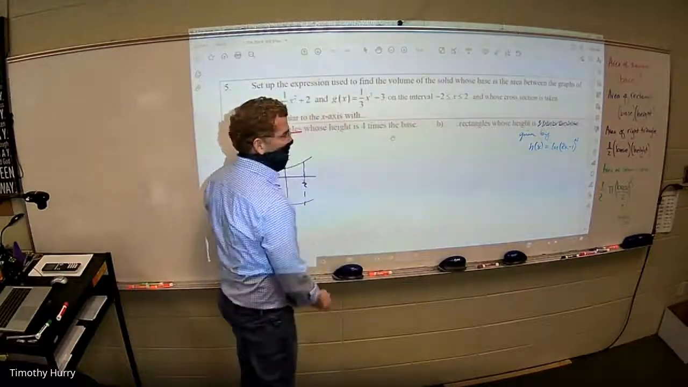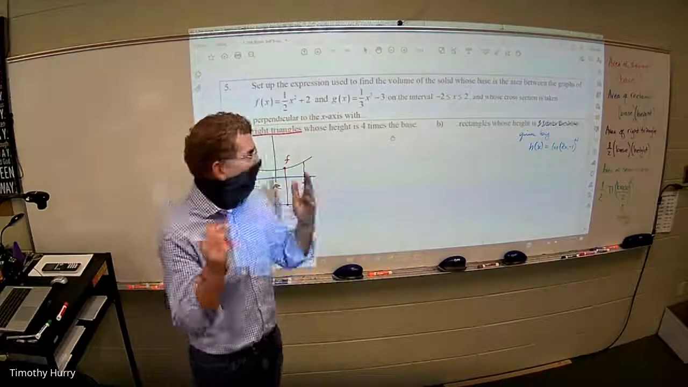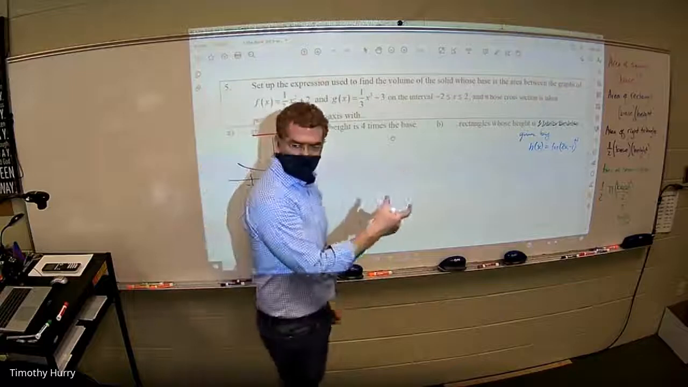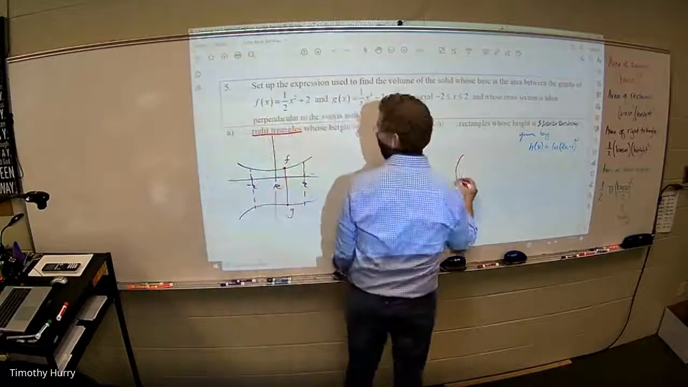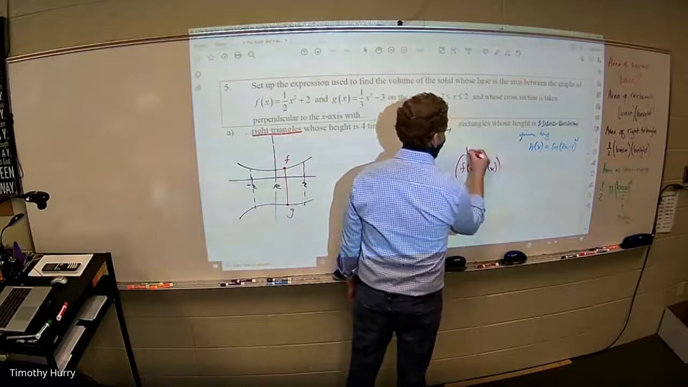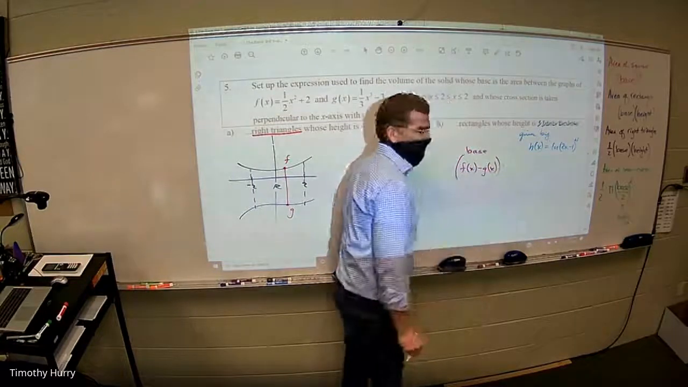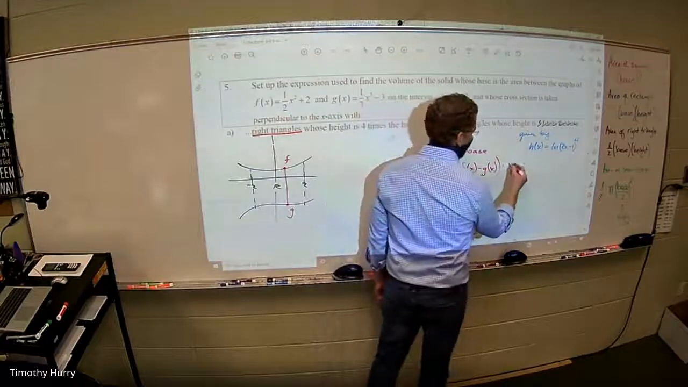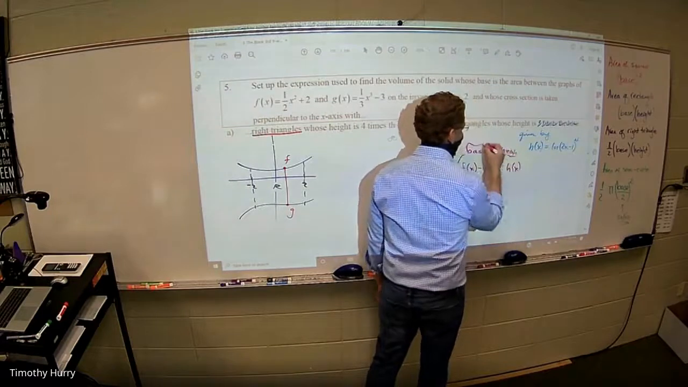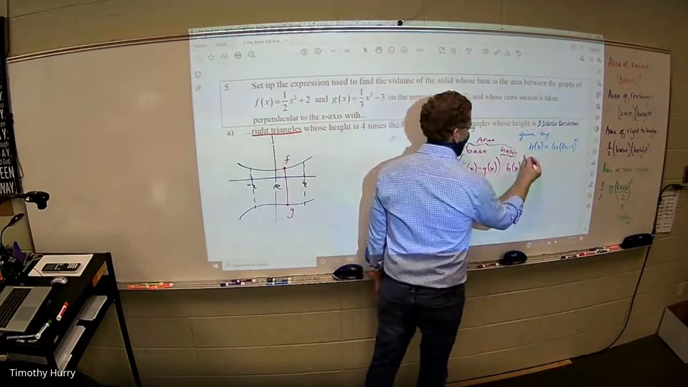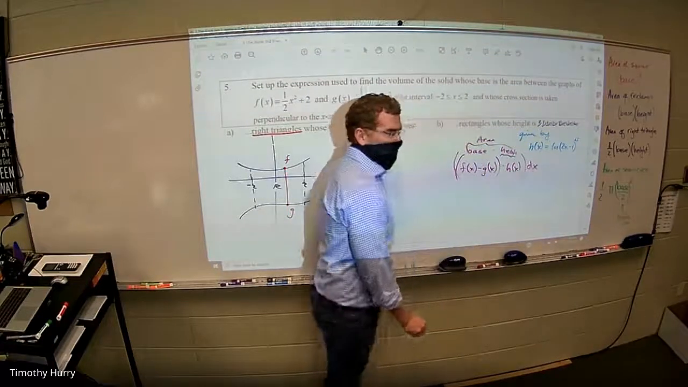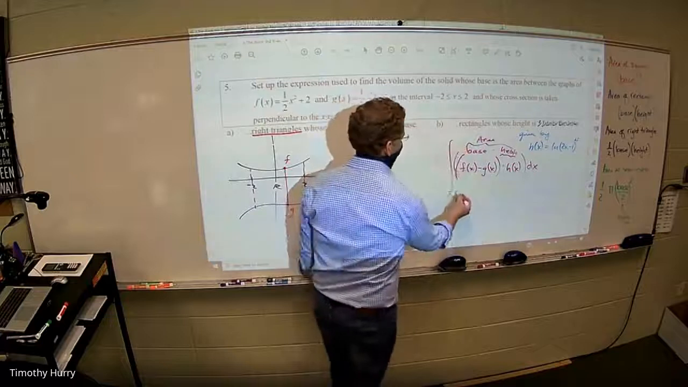They do this occasionally. They'll give you the height in terms of another function. Well, what am I going to do? I still got to find the base, right? So the base is still f minus g. So there's your base, and you're going to multiply by the h of x. That's your height. So this is technically my area right here, right? dx. Give it a little width. Make it volume. And then again, integrate from -2 to 2.